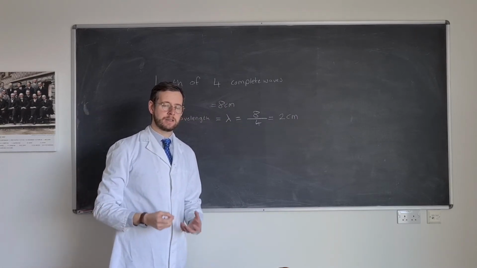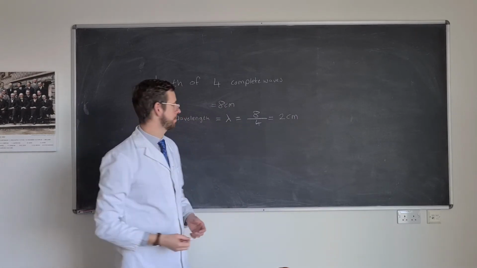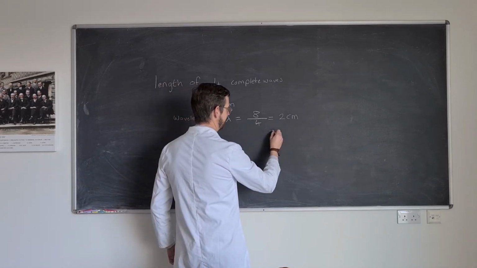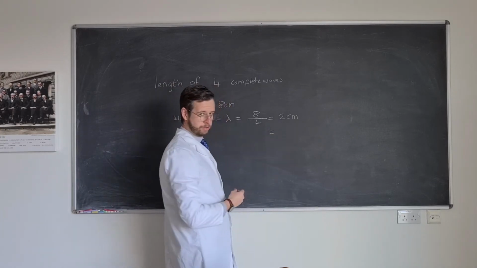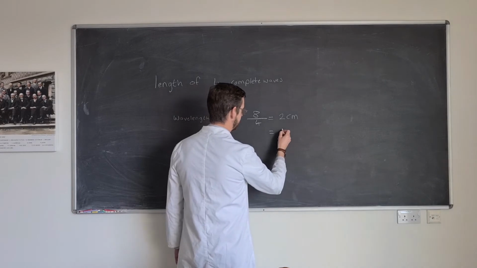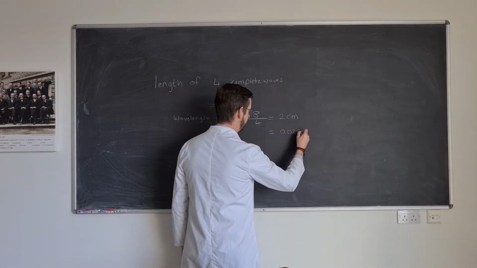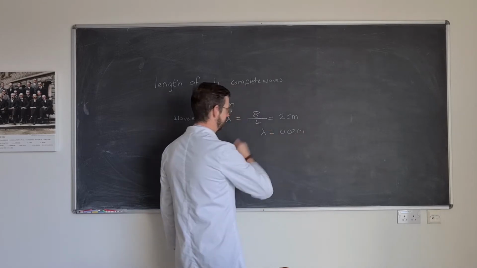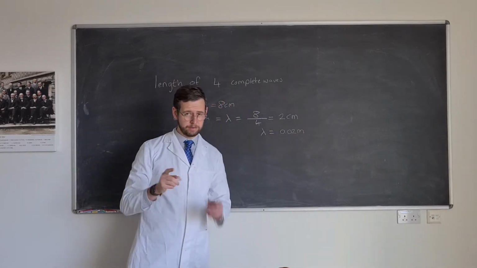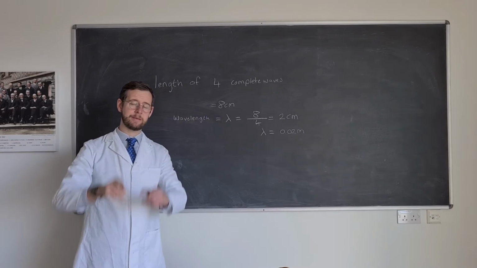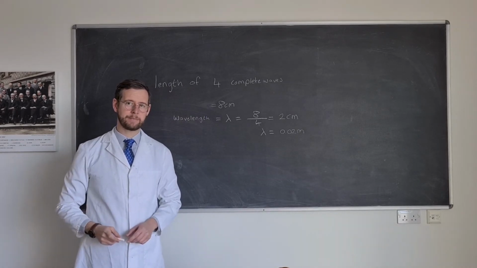Later we're going to need to convert this into metres, so we might as well do it now. So your answer, divide it by 100 to get it into metres. So 0.02 metres, that is my wavelength. Now you need to do this on that still image from the ripple tank.